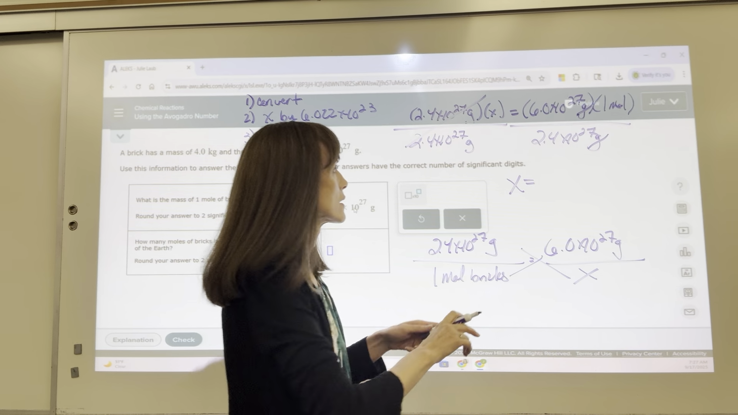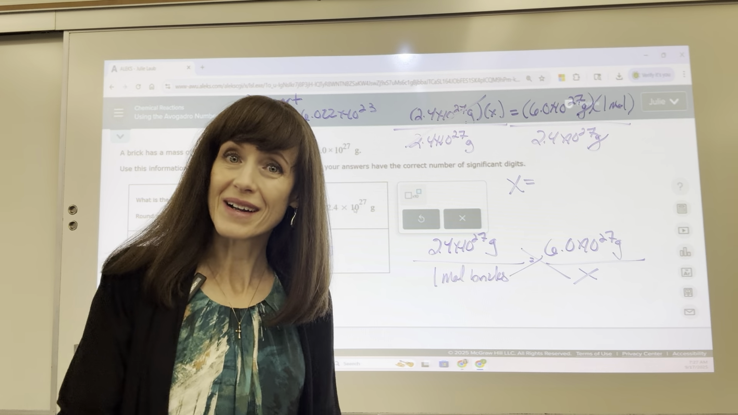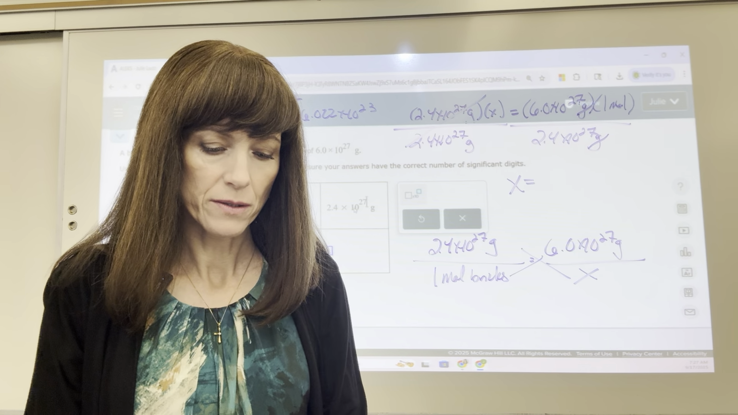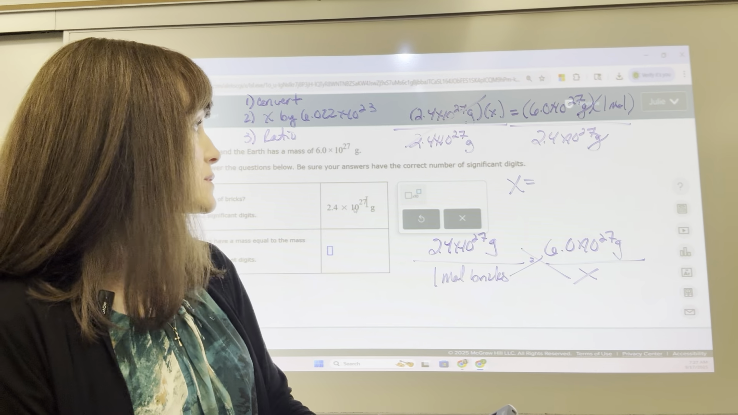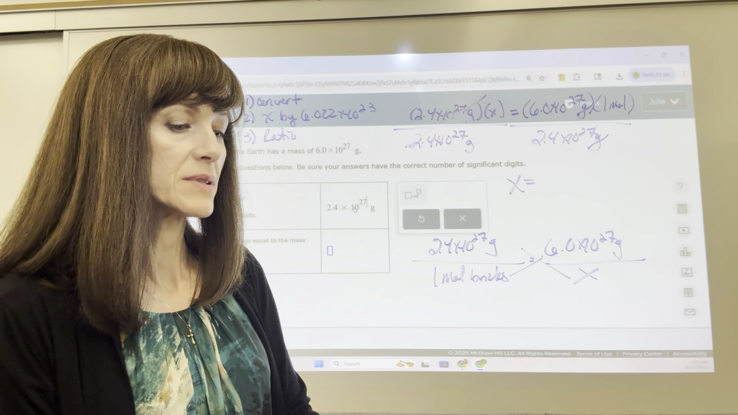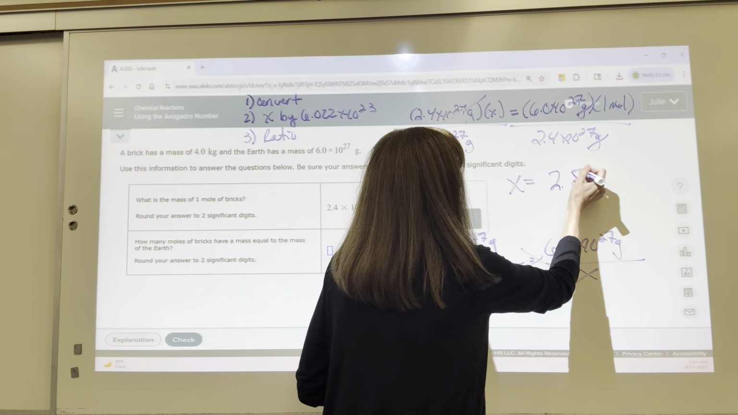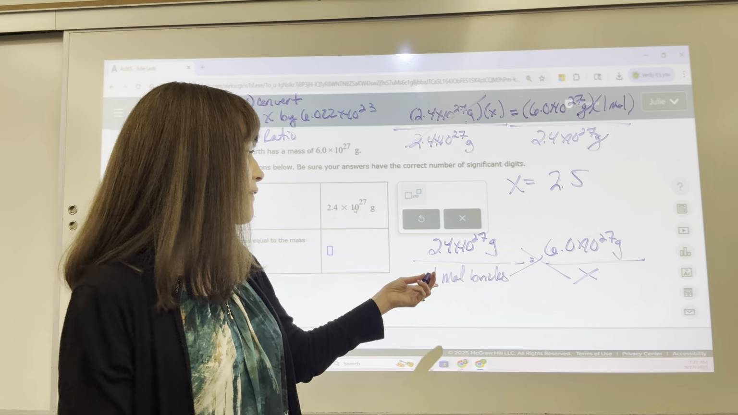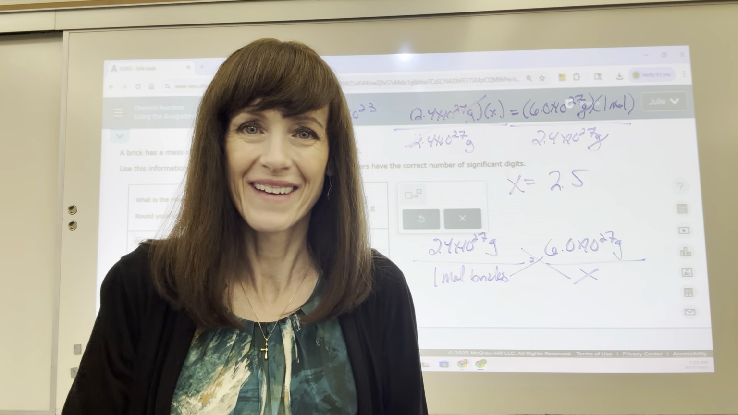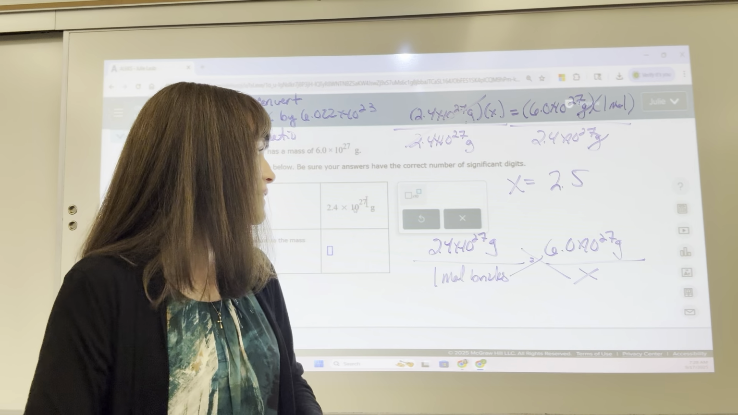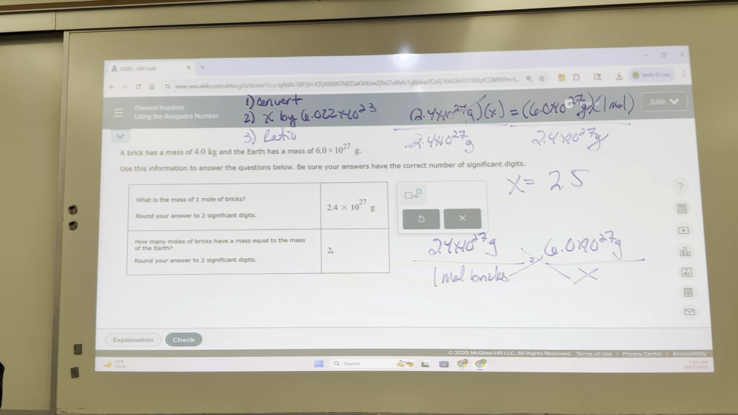Let's put this into our calculator. We're going to take 6.0 times 10 to the 27 divided by 2.4 times 10 to the 27. And we get, look at that, x equals 2.5. So that means 2.5 moles of bricks is equivalent to the mass of the Earth. Wow. 2.5 moles of bricks is equivalent to the mass of the Earth. And then here we're going to put this in as 2 sig figs. I just do 2.5. Okay, good.